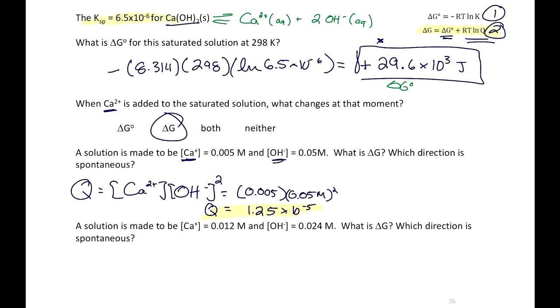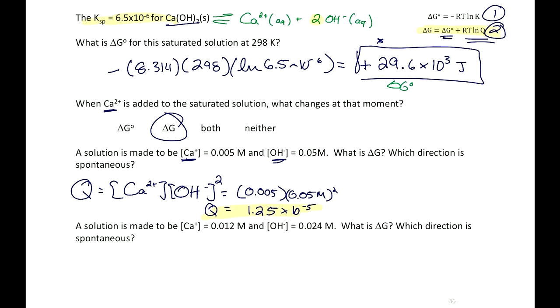So our first strategy here is let's calculate Q based upon the information given. But that does require us to balance the Ksp equation. A reaction's happening, so we need to balance it in order to get the K expression. So that's what I have up here, that the Ksp equation is calcium 2+ concentration times hydroxide squared because of the coefficients in the balanced chemical equation. And then we calculated Q.